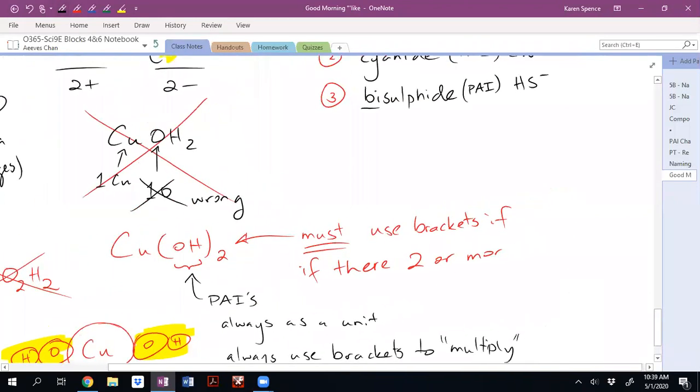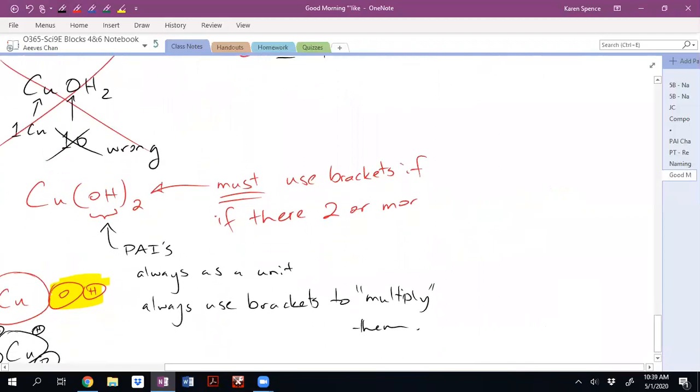Whoops. So I got halfway through that sentence. Let's see. Must use brackets if there are two or more of a polyatomic ion. Let's do one more. That's a little bit strange.